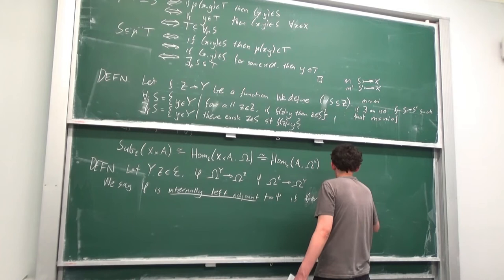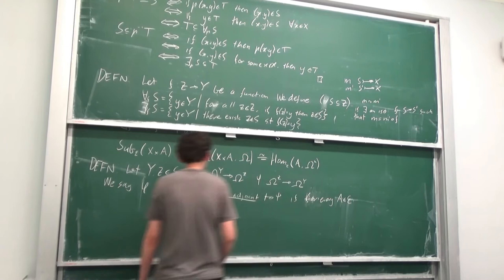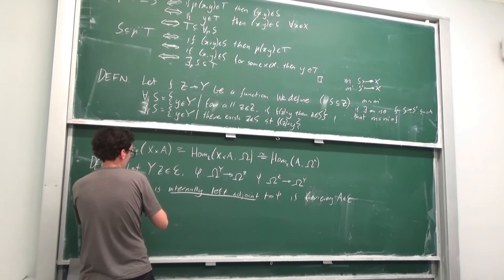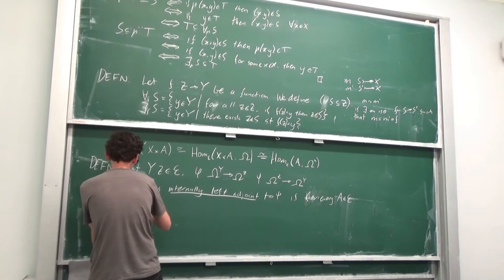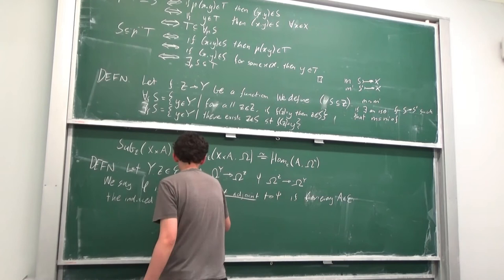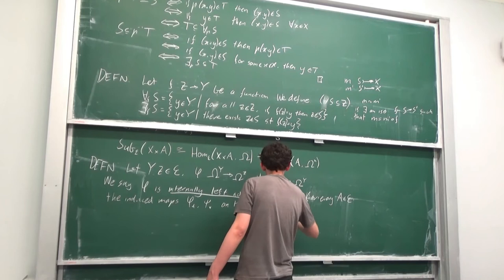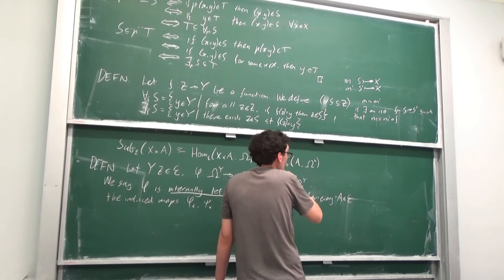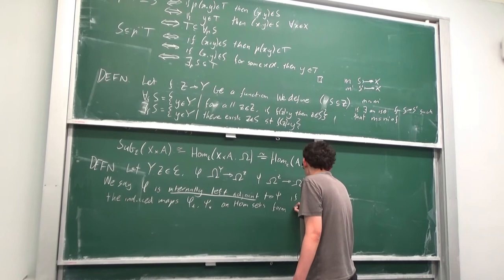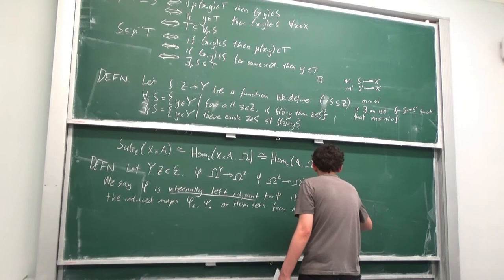object A in the topos, every object A gives rise to an induced map on the Hom sets via composition, phi lower star, and we're going to say that it's internally adjoint if the induced maps are adjoints with respect to the partial order that we just gave the Hom sets, and specifically with phi on the left.